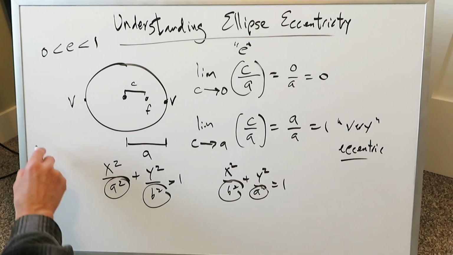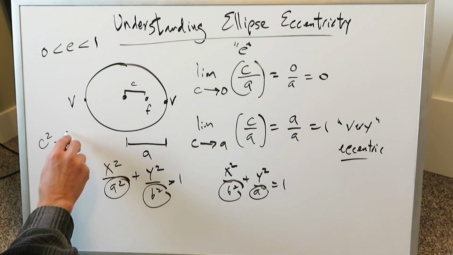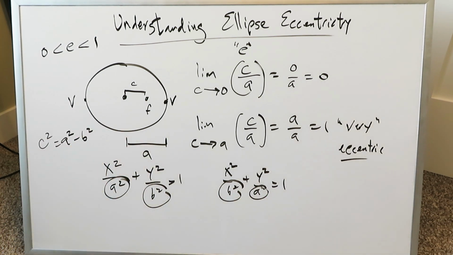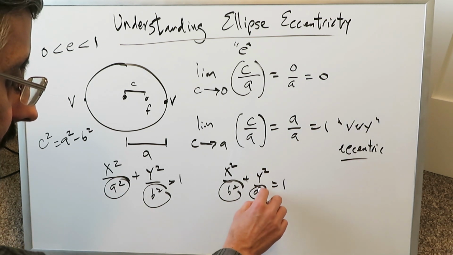Because in all instances the c value comes from c square is equal to a square minus b square. If you're presented two equations, or any number of equations, one horizontally or vertically oriented ellipse, how can you predict what your ellipse eccentricity is without doing any calculations? And I'll tell you, this is how you do it.